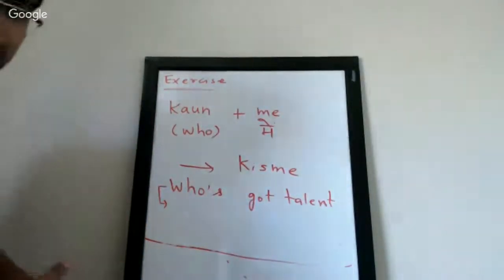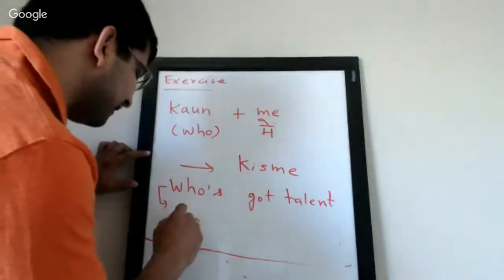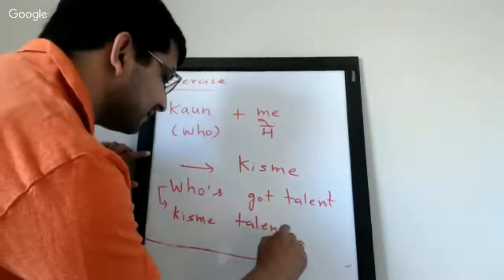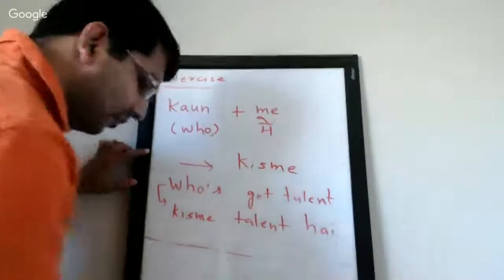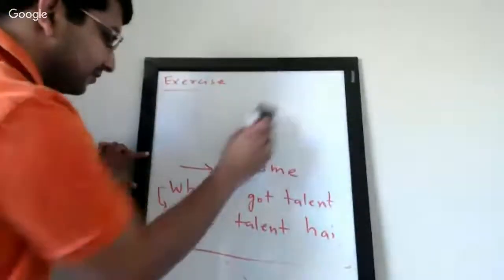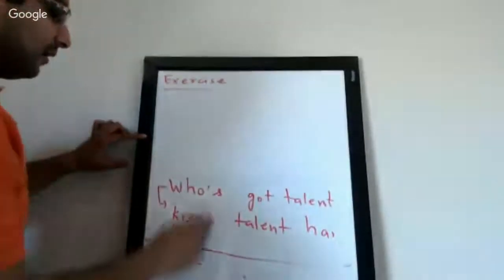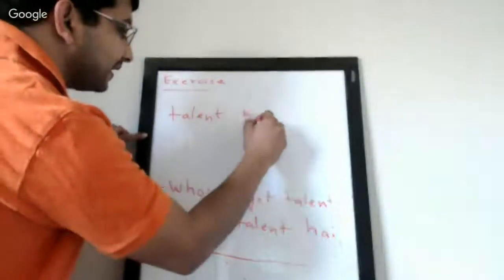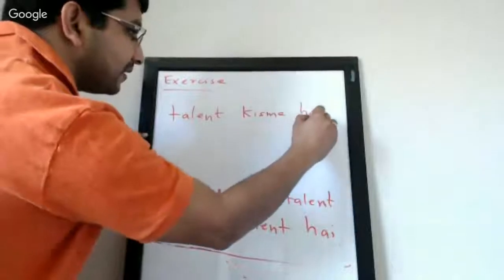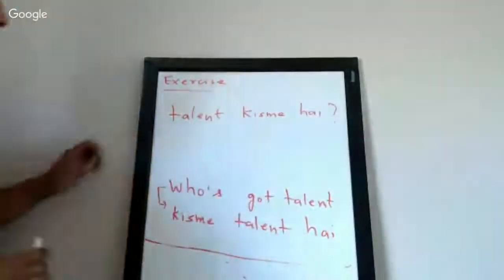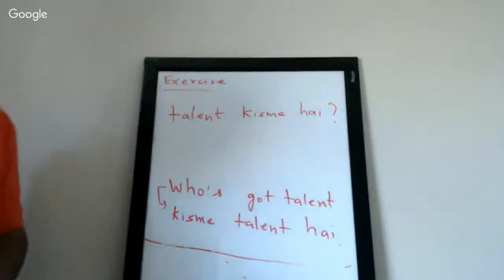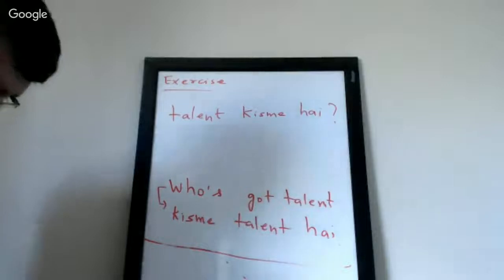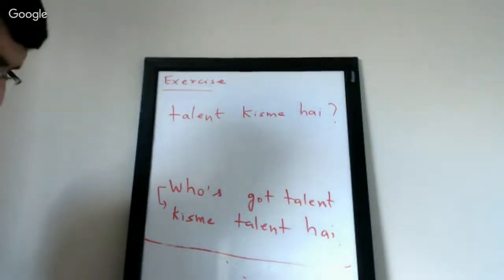Okay, so as you guessed it right, this will be "किसमें talent है." Or you can also say "talent किसमें है." This is correct as well. Good. I feel happy. So this is clear. Let's move on to the next section.